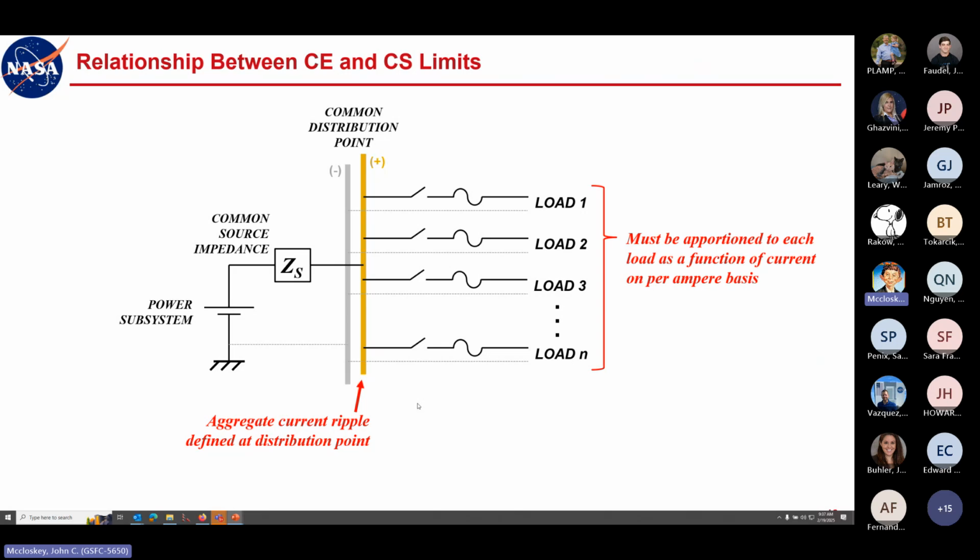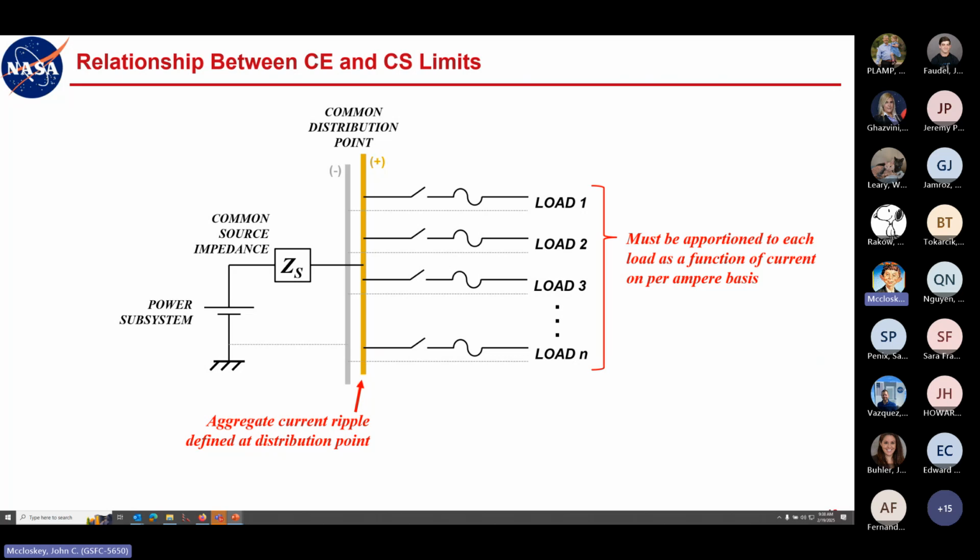Okay. So now we want to apportion that to each load as a function of current. And we can do that on a per ampere basis. So on most of the platforms that I've worked, 1 amp is a fairly typical DC current draw for the load. So we can just normalize it to a 1 ampere current draw. That'll be our minimum. So anything that's less than 1 ampere, we'll just round up to 1 amp.